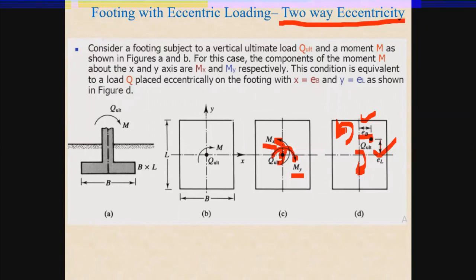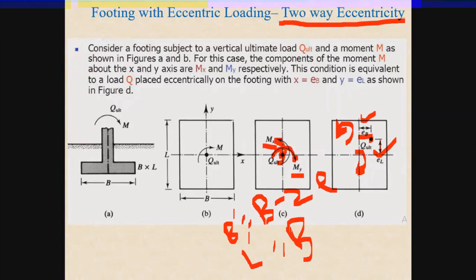due to the load eccentricities. So in that case, you will use the effective dimension for the width of the footing as well as the effective dimension for the length of the footing, that is B minus 2e and L minus 2e, because the eccentricity is there in both the directions.